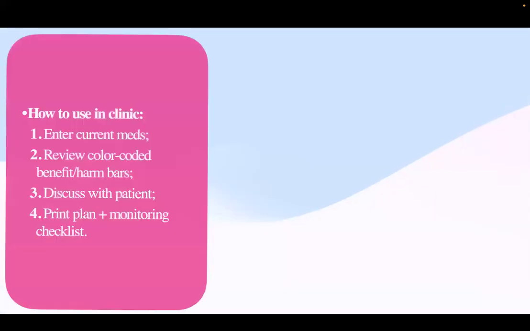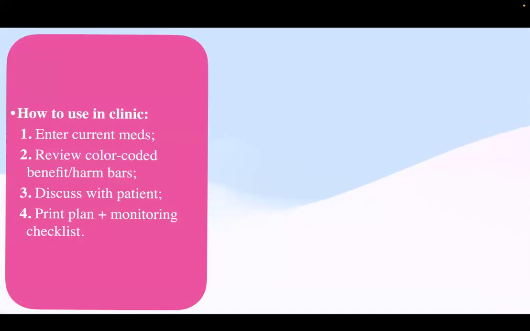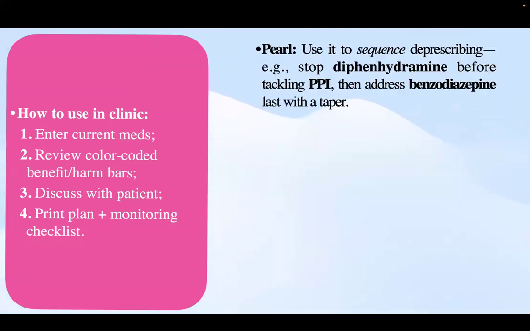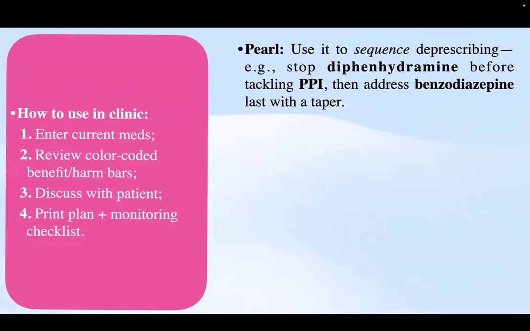Okay. How to use it in clinic? Again, enter the current meds. How do we use Med Stopper? It is basically software, so you just need to install and access it. Enter current meds. Review the color-coded benefit-harm bars. It will give you red, green, and blue colors. Discuss with the patient. Print the plan and monitor with the checklist. The goal here is to use it to sequence deprescribing, like stopping diphenhydramine first before tackling the PPI. Then address benzodiazepine last, with a taper.